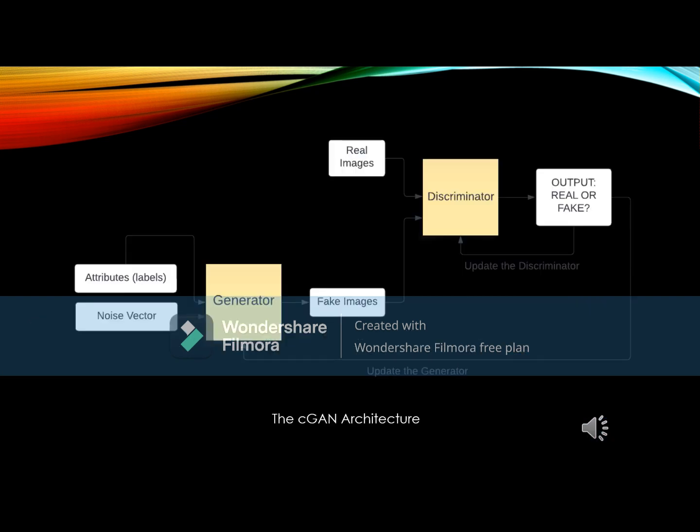So in this project, we have incorporated a CGAN, which is basically a conditional generative adversarial network, and it takes advantage of the labels during the training process.